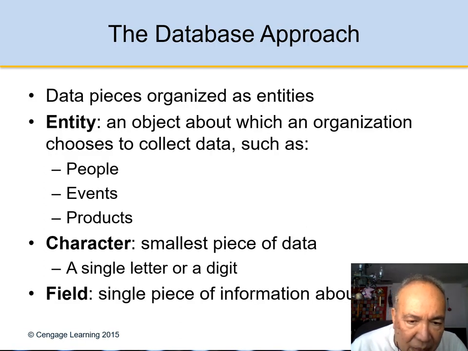The database approach: data pieces are organized as entities. An entity is an object about which an organization chooses to collect data, such as people, events, and products. The smallest piece of data is called the character, a single letter or a digit. You put the characters together and come up with a field, a single piece of information about people, events, or products.